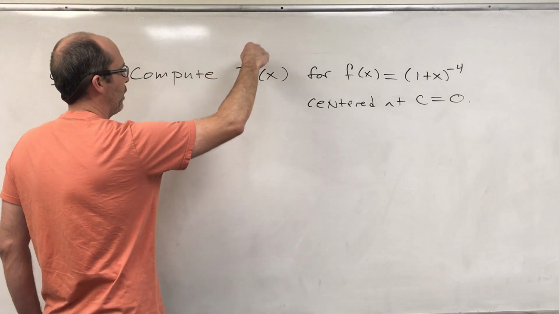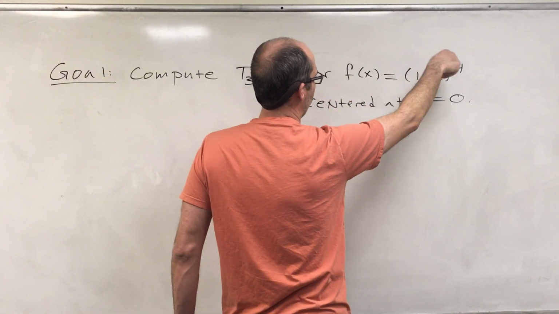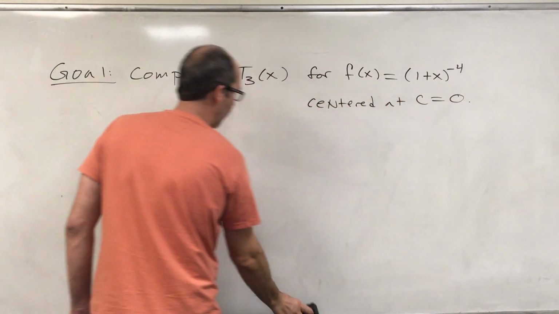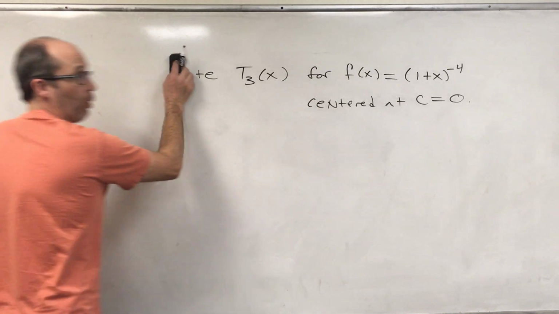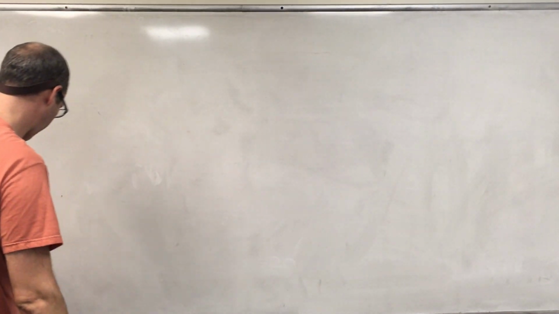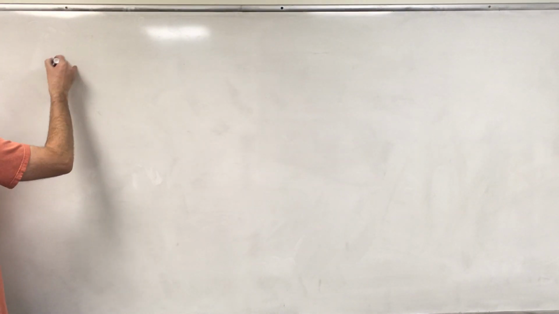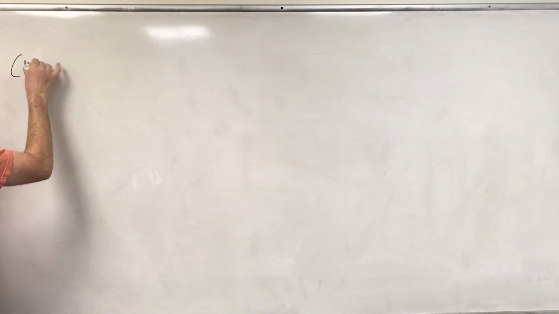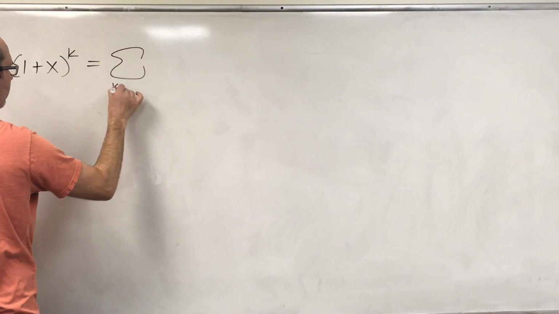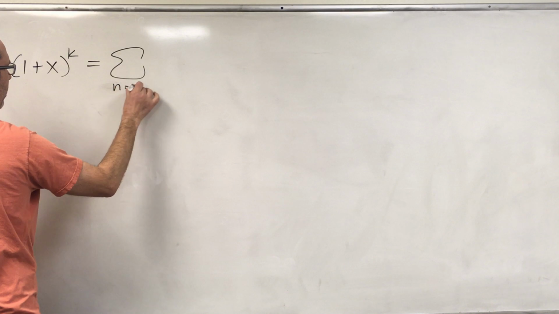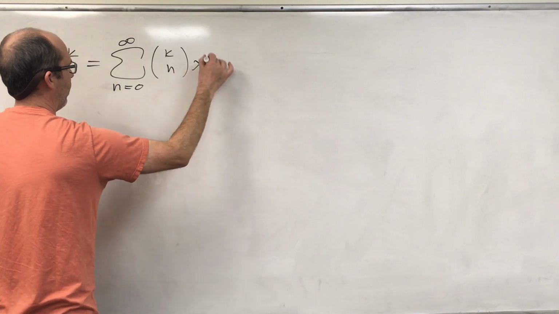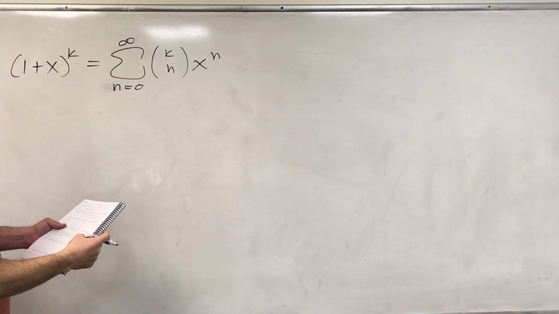So we're going to compute the third degree Taylor polynomial for f of x equals 1 plus x to the negative 4. Is that right? Yes. Centered at c equals 0. All right, so that's what we're doing. All right, so the general formula for the binomial series, right, that's it. 0. Okay.